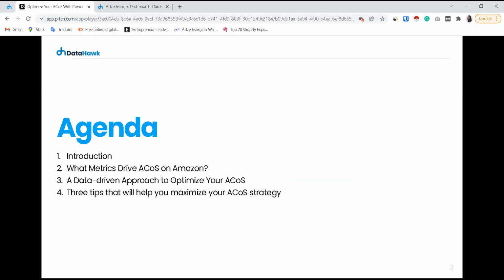Okay, so today's agenda, we're going to cover the top metrics that drive your ACoS and the impacts they have on your ACoS, a data-driven approach towards optimizing your ACoS, and a few bonus tips to maximize the ACoS strategy.